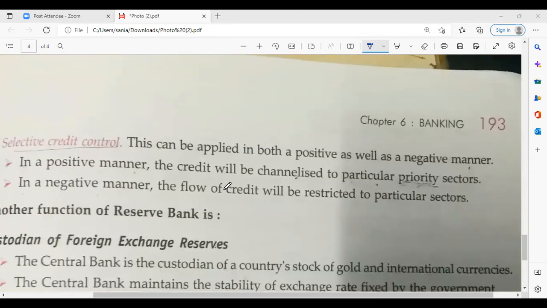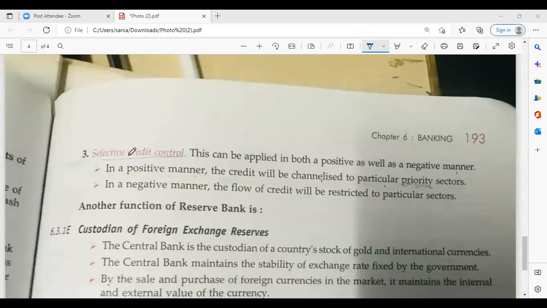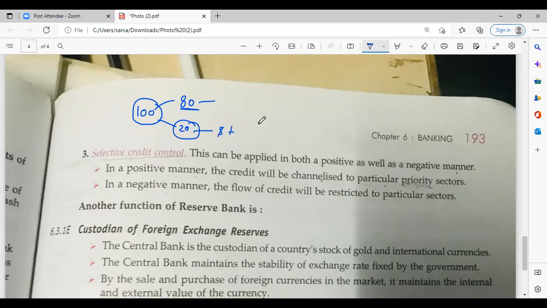Okay, let's start with this. Now the last thing is selective credit control. What is selective credit control? For example, I was giving you 100 rupees. Then I saw that you were spending 80 rupees on parties and all that, and only 20% on stationery and other useful things. So what I did, I controlled it.